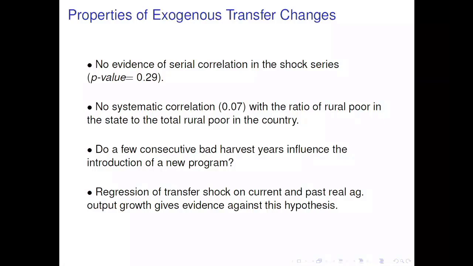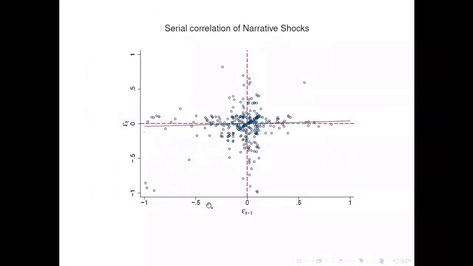I'm not showing this result, but you can believe me, it's true. This is the serial correlation of the narrative shock series. As you can see, we're basically showing if it's correlated with the shock series, ET and ET minus 1, and they're pretty much orthogonal to each other, which is good because if they are serially correlated, what it essentially means is that previous shocks can be used to predict future shocks.